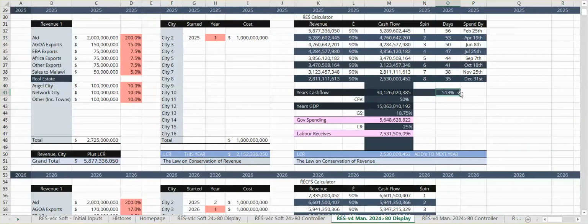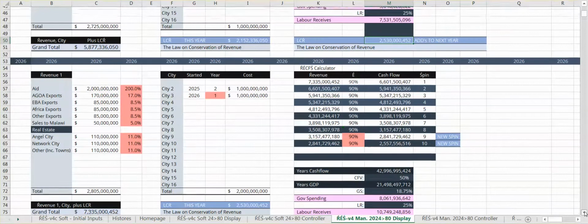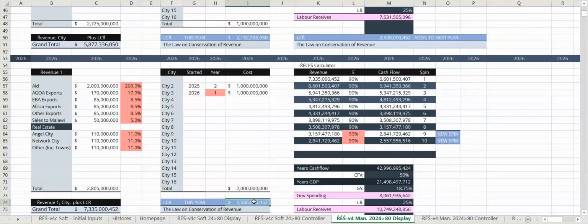Important to this process is whatever cash flow remains after the last spin is carried forward as revenue in the following year, an action called the LCR, the Law of Conservation of Revenue. You can see that here, that's the last spin, that is brought down to here, copied down, and then is transferred to the following year here, which is then included in the grand total here. And we're back to the example in the previous year where this grand total equals the first part of the RES spin calculator.